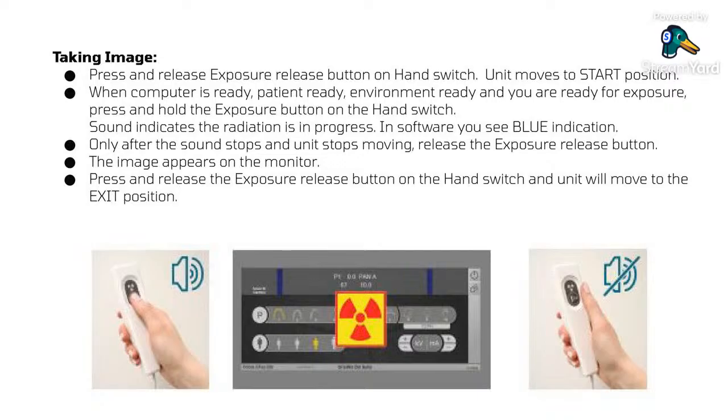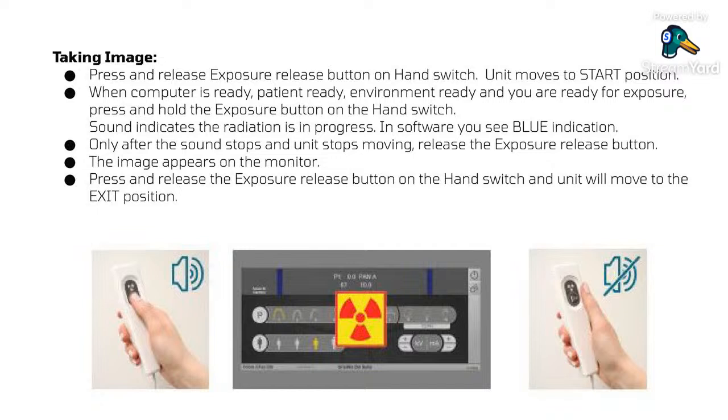Before leaving the room, you will ask the patient to swallow and leave the tongue in the upper palate and relax. You will watch the nose tip in the mirror, and you will ask the patient to breathe normally through their nose and relax. Okay. Then you will press and release the exposure release button on the hand switch. The unit will start to move, okay, to the start position.